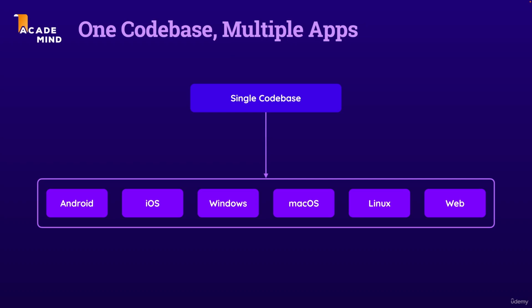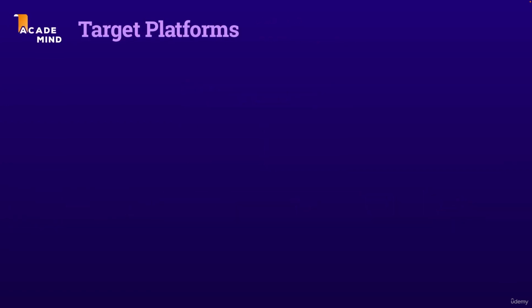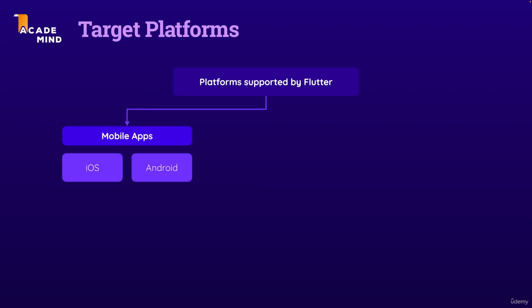So by now you know that Flutter is a thing you can use to write code in a single code base and translate that code to machine code for different target platforms. Now, Flutter, as you can see, offers a broad variety of possible target platforms. For example, you can build mobile apps for iOS and Android.